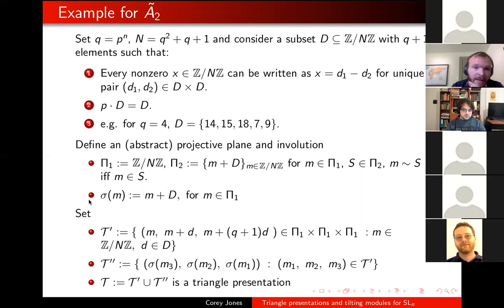And then you can define a nice involution. So I want to define a map from pi1 to pi2. So I need to take an element of Z mod NZ and produce a translate of D. What do I do? Well, I just take D and translate by the element. Okay, so it's the obvious thing. And of course, you can check that's a bijection. So the map from pi2 to pi1 will just be the inverse of that.